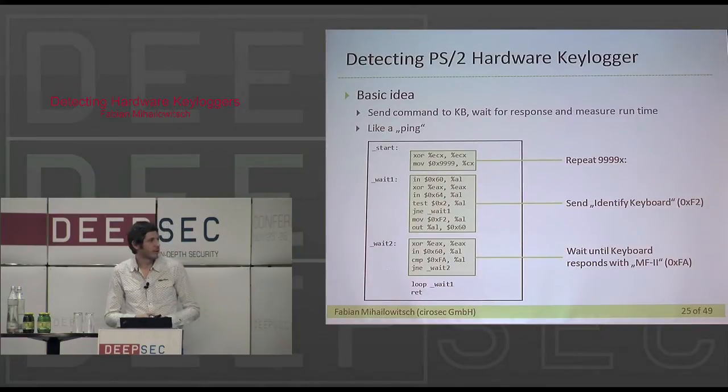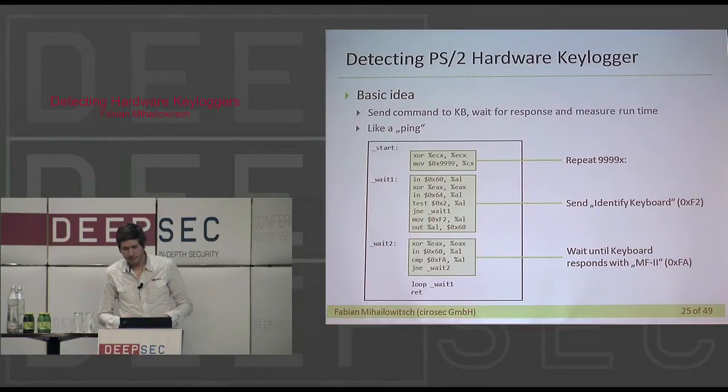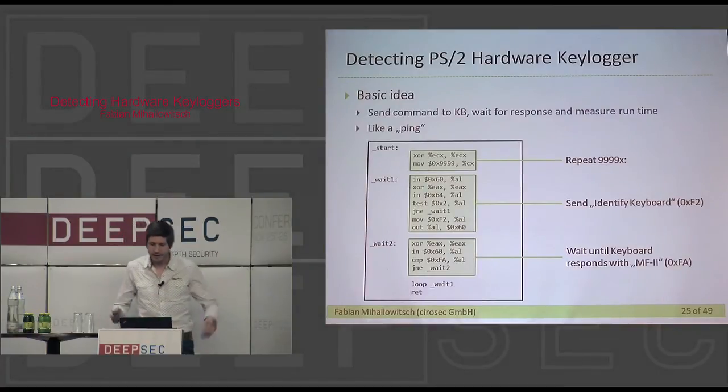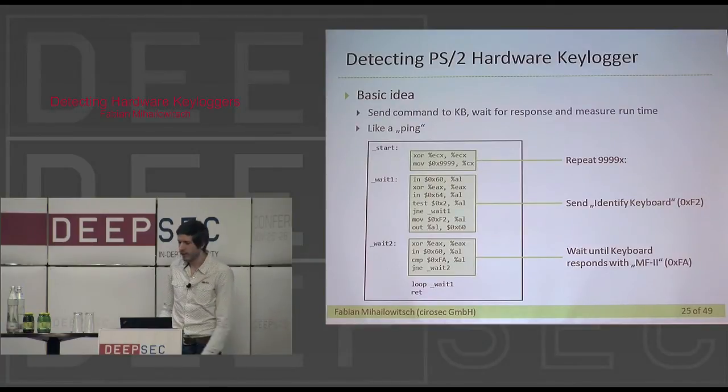So I just wrote a small assembler code which sends the identify keyboard command, which actually is F2, via port 60, which is the output port of the KBC, and checks whether we can write. Then I go into a loop and wait until I get the response of the keyboard for MF2, which actually is FA. I do this in a loop like 10,000 times: send a command, wait for the response, send a command, wait for a response, and do it various times. So I can measure how much time it takes if a keylogger is present and if no keylogger is present.